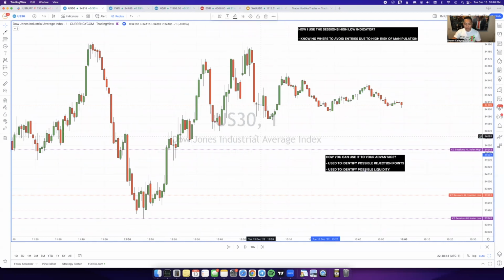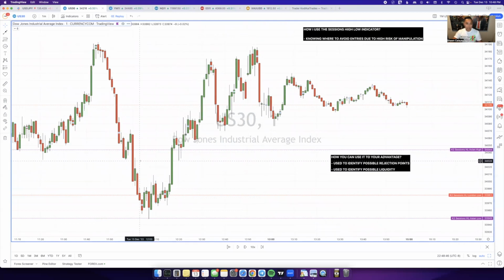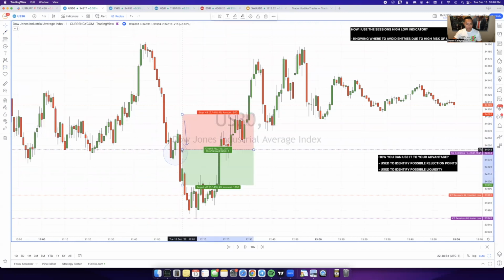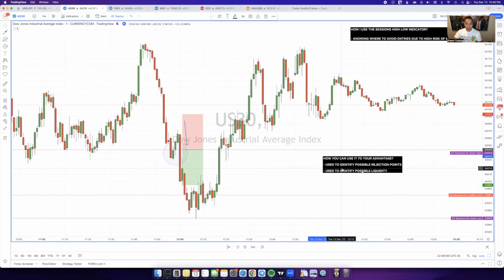Another thing that you can do here as well is you can identify this as liquidity, right? So for example, price comes down, retests it. When price finally comes down a second time right here, you can enter the trade and catch the liquidity push to the downside. So the main reason I use this is for risk management, basically to avoid risky trades or areas that might be manipulated. But for you, you can use this in other ways as well, as I explained here, to identify possible rejection points for entry or identify possible liquidity for entry as well.